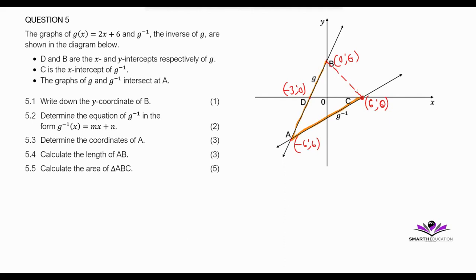Now we need to find the perpendicular height, and remember that g of x and its inverse are reflections of each other about the line y is equal to x, meaning that this is the perpendicular height. So we need to find the perpendicular height, and then using our formula, area of a triangle is half times base times height, and then we get the area. The base is BC, so we need to find the perpendicular height.